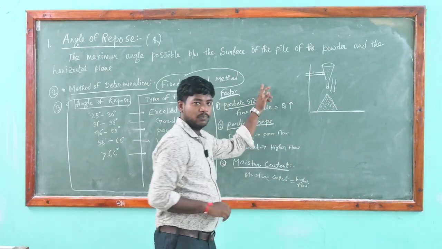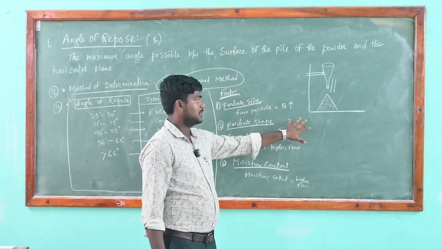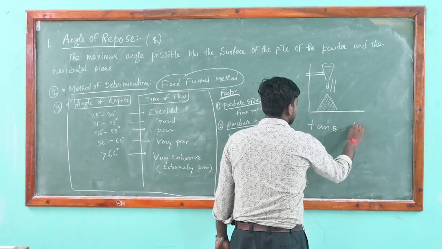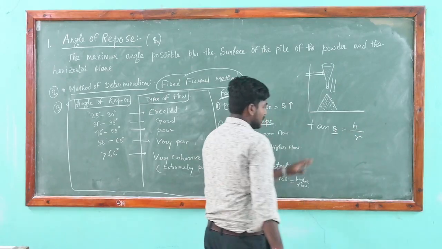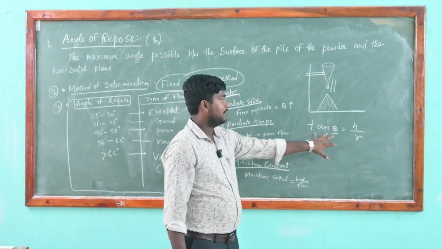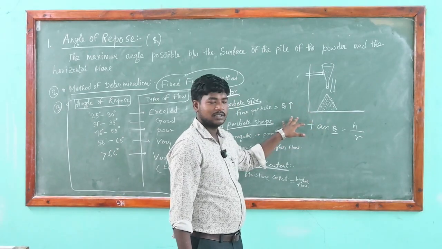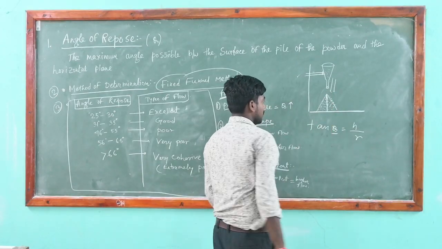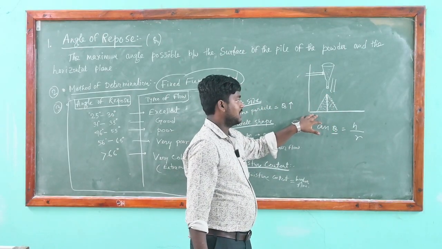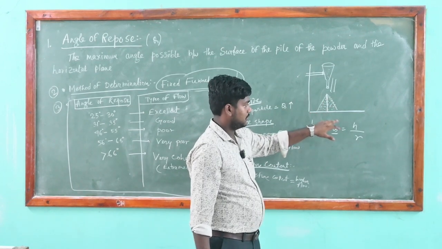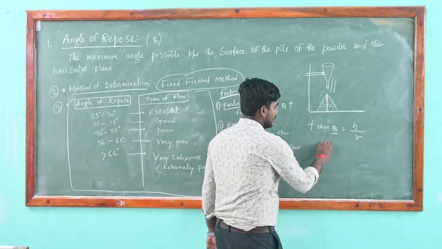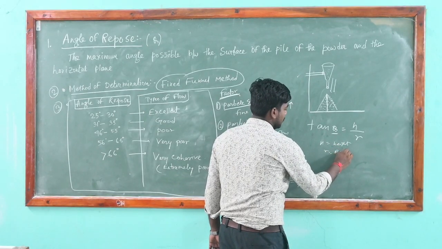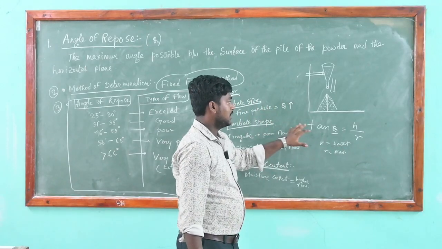According to the mathematical expression of angle of repose, tan theta is equal to h by r. This theta is the angle of repose, that means the maximum angle between the flat surface and the horizontal surface. And h means the height of the pile. When the free flowing powder forms a cone-like structure, the height of the pile is known as h and r is the radius. So h is height, r is radius. If we determine theta, we can determine the angle of repose.